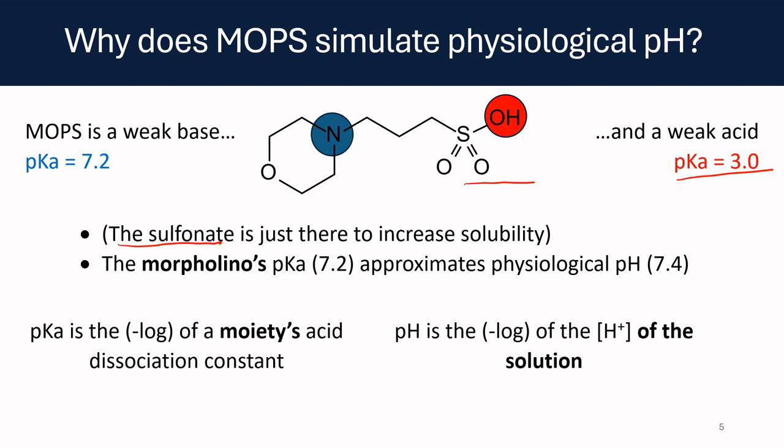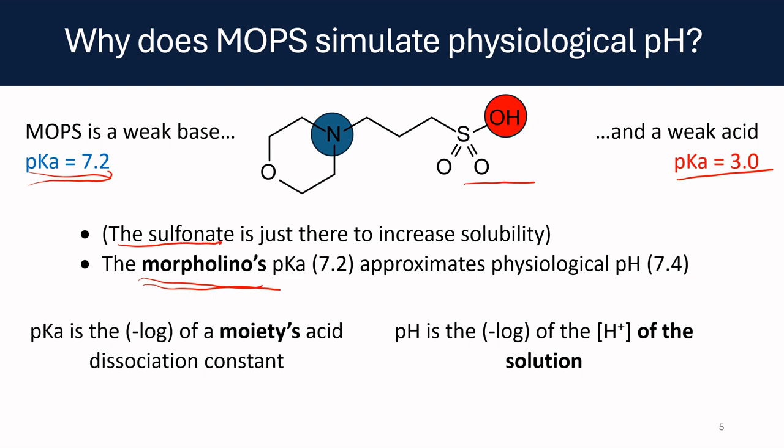The morpholino is frankly what we're more interested in. That is the thing that contains the tertiary amine functional group. This morpholino moiety has a pKa of 7.2. All right. Now, 7.2 is awfully close to our desired physiological pH being 7.4.